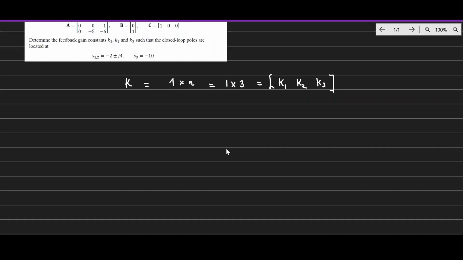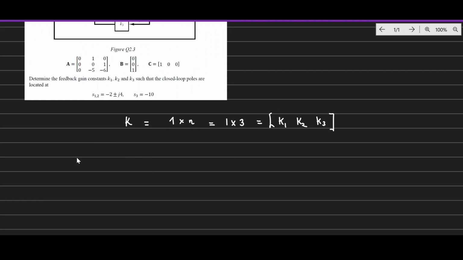with the direct substitution method. When you want to use the direct substitution method, you have to find the characteristic equation of this A matrix. So get the characteristic equation of this matrix and equate it to the characteristic equation of the desired poles. The poles that you want, the desired poles, are located at those values, isn't it?